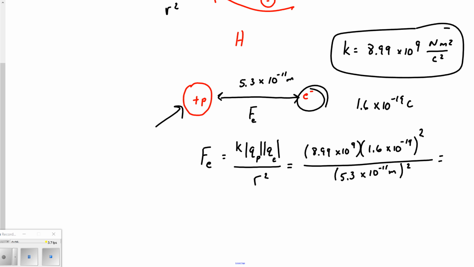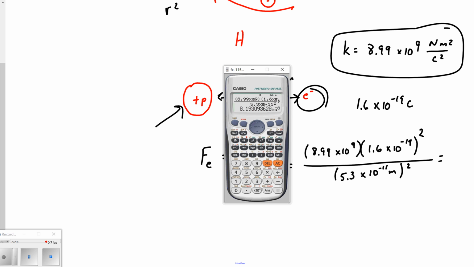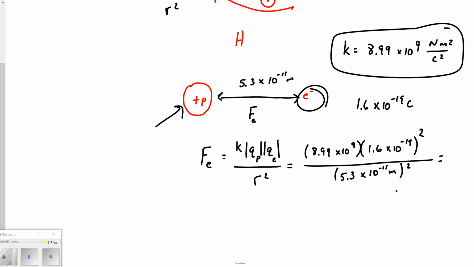Except when I typed on it, wrote on my screen, it disappeared, of course. Wow, that's not what I want. Give me back my calculator. So 8.19 times 10 to the negative 8. And the way the units would cancel, that would tell us a force of newtons.